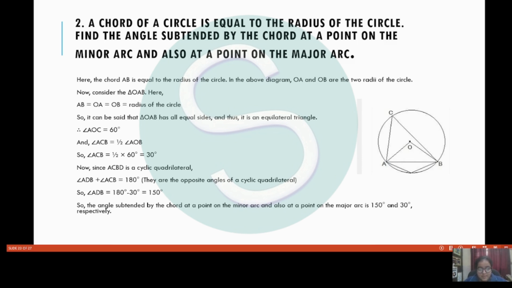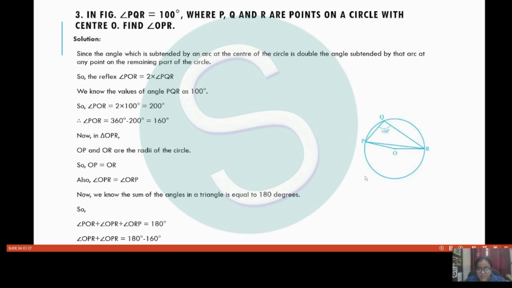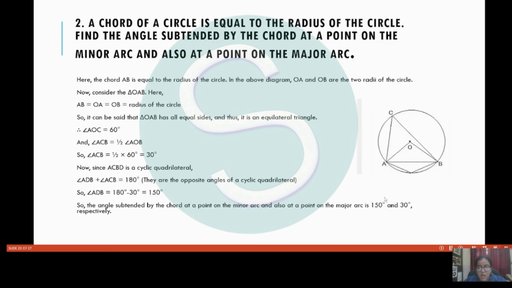So the angle subtended by the chord at a point on the minor arc and also at a point on the major arc is 150 and 30 degrees respectively. So here, the chord AB makes an angle of 150 degrees on the major axis and 30 degrees on the minor axis.